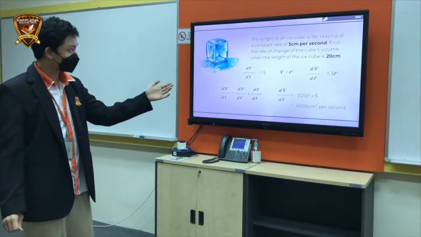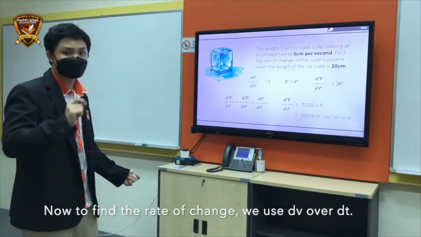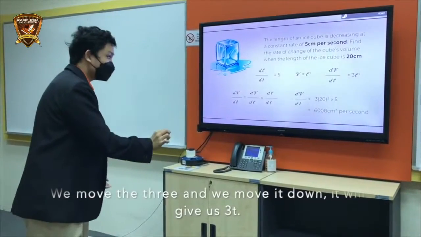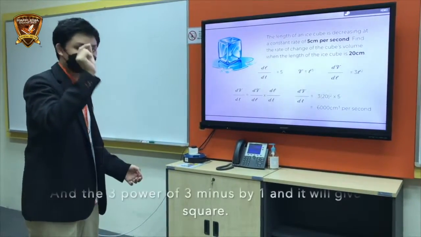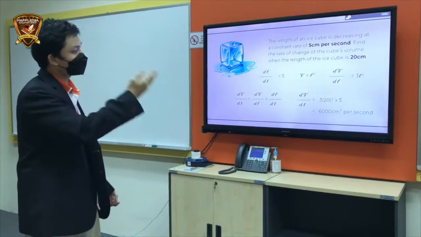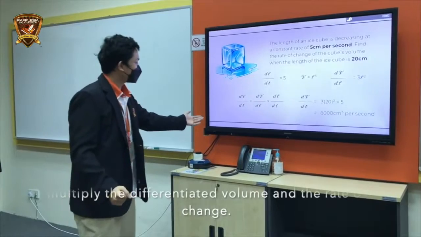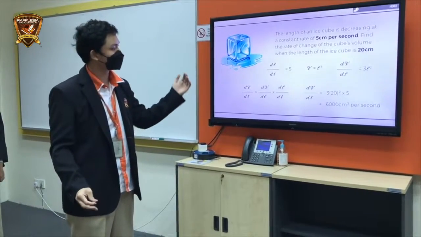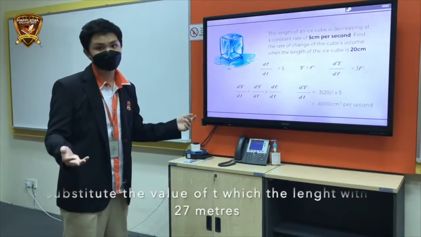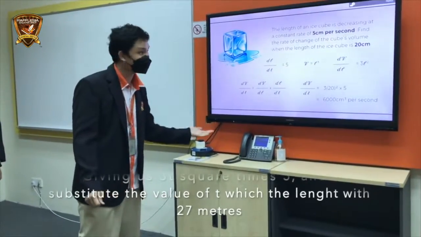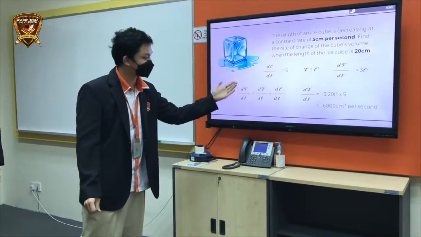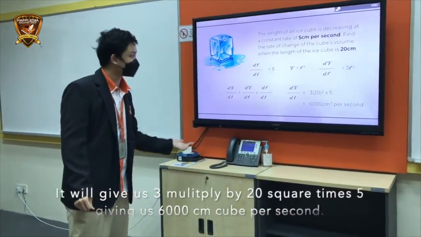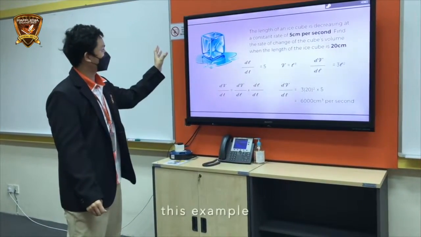Now, to find the rate of change, we use dv over dt. First, we have to differentiate the volume. And to do that, we move the 3 down, it will give us 3t. And the power of 3 minus 1 will give us a square, giving us 3t squared. As you can see, to find the rate of change, we need to multiply the differentiated volume and the rate of change, giving us 3t squared times 5. And if we substitute the value of t, which is the length, being 20 centimeters, it will give us 3 multiplied by 20 squared times 5, giving us 6,000 centimeter cubed per second. That is the rate of change of the cube.